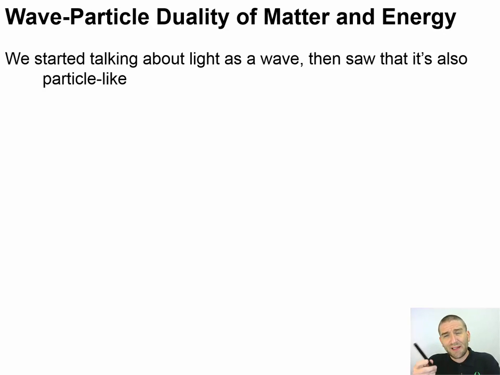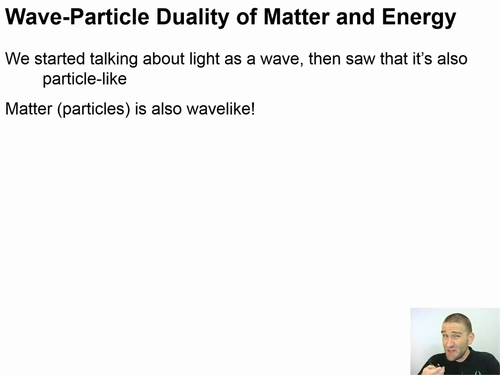Now, we've started talking about light as being a wave, but we also saw that it's particle-like. That's a good start to this notion of a wave-particle duality. We started with energy, but it turns out matter, particles, atoms, baseballs, Earth, these things are also going to be wave-like, which is a really surprising result. In one of our other videos, we'll do some calculations where we see exactly how big of a wavelength some of these particles will have.